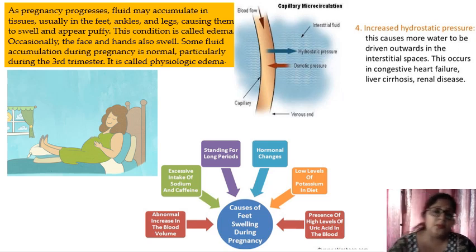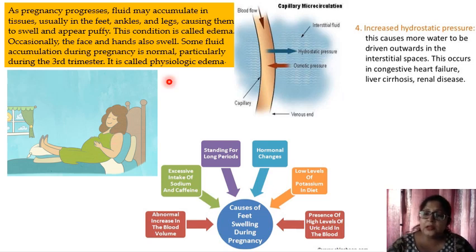What happens? The fluid accumulates in the tissues, feet, ankles, legs, because due to gravitational pull, everything comes down. So mostly it is in the feet, ankles, legs, making them swell and look puffy, a condition called edema. Face and hands also swell, and it is very common during the third trimester. This is the physiological edema. So this is a physiological help that we can do: we can keep some pillows under her feet so that the pain or the swelling can be controlled.